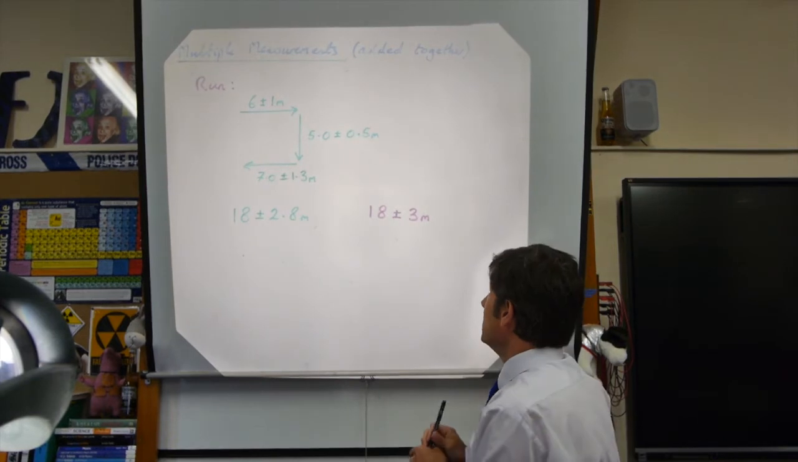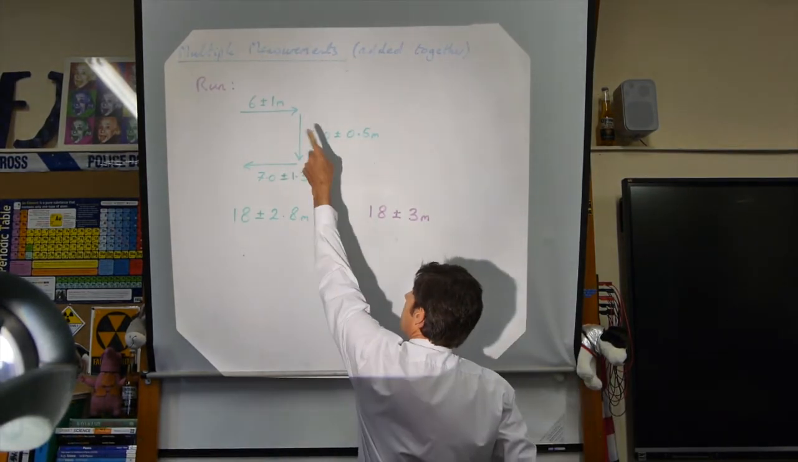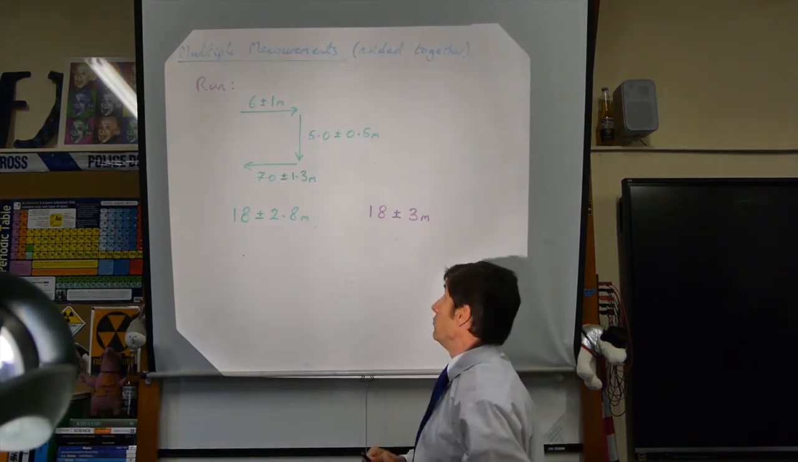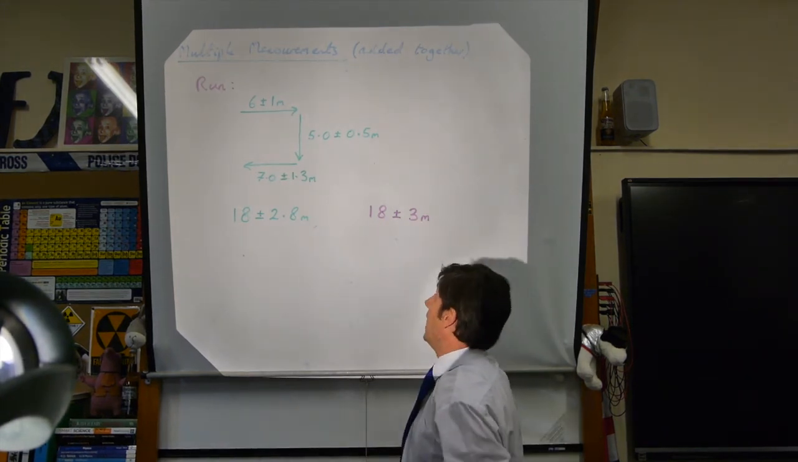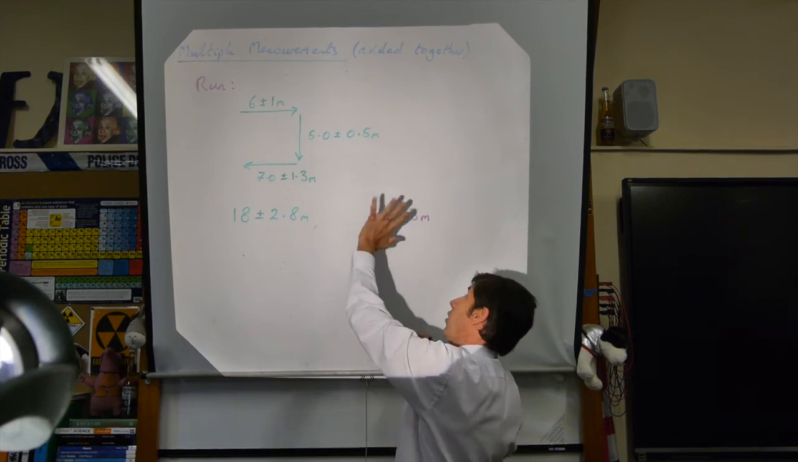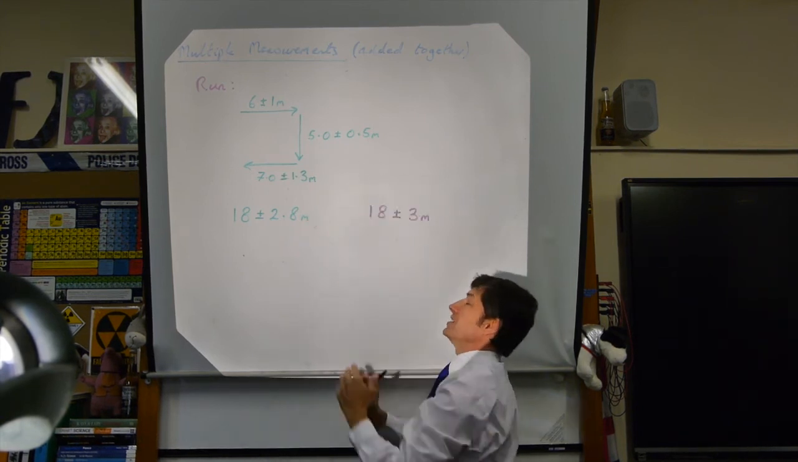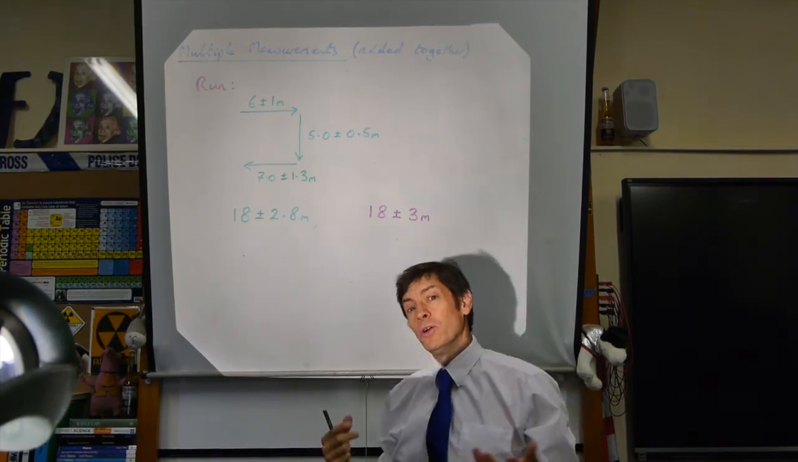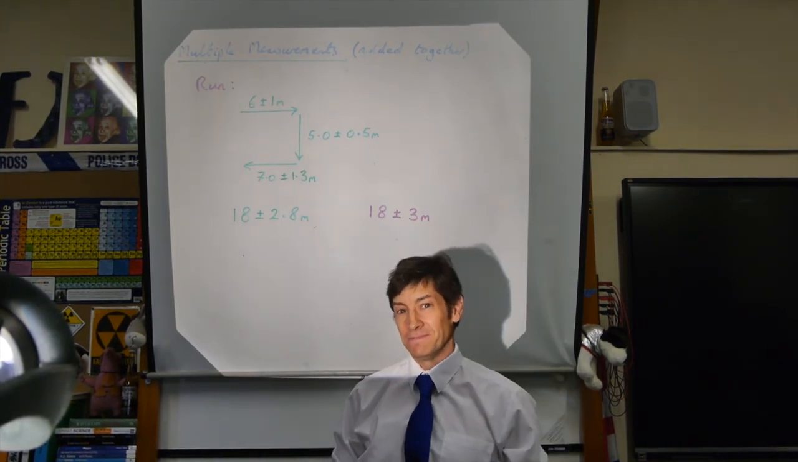So you can see that the uncertainties here just add up to give us some idea of how far we ran. Was it less than 18 or was it more than 18? But we know that it sits within a range of 3 more or 3 less than 18.